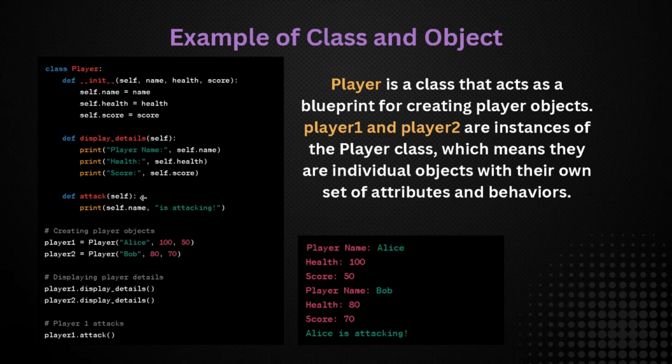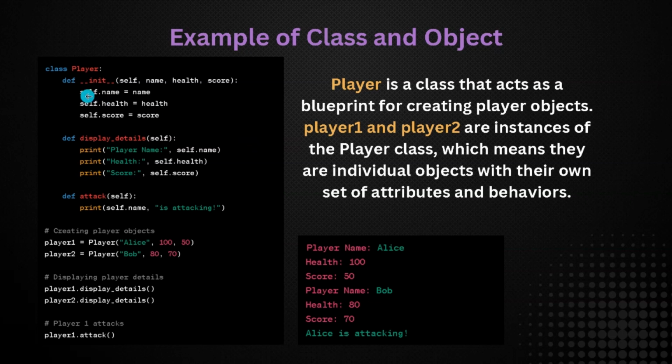Now we have created two player objects, player 1 and player 2, with their respective attributes. Finally, we will be using the display detail method to display the details of each player, and then we will call the attack method for player 1 to simulate an attack. Now let's deep dive into each line of this code.